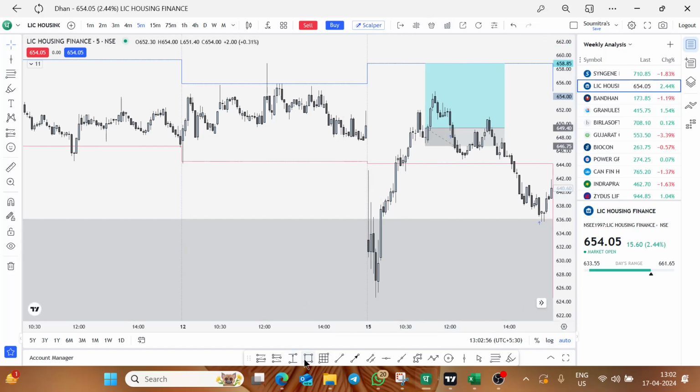Because we can see here we have created these inefficiencies, this one, then this one. These are all unmitigated now. So price can anytime come here for a retracement and then go up. But since it is very close to the previous day high, I thought it would be more probable that it will first take the previous day high.